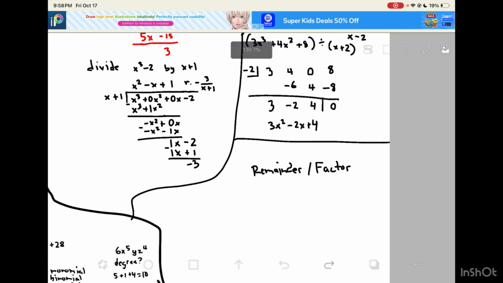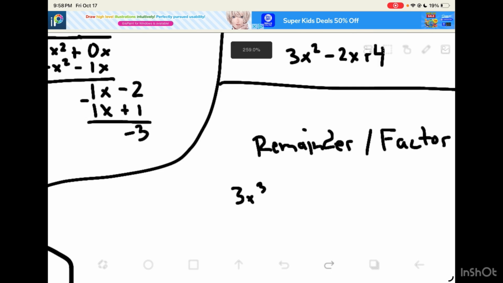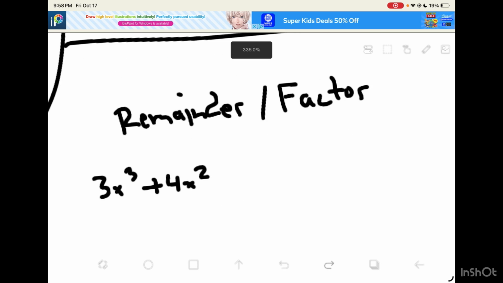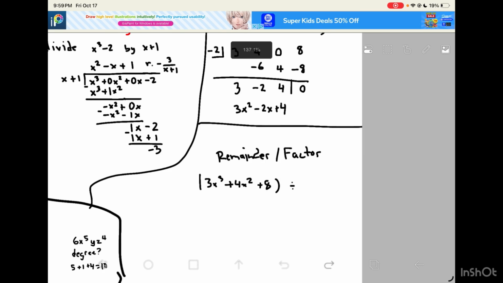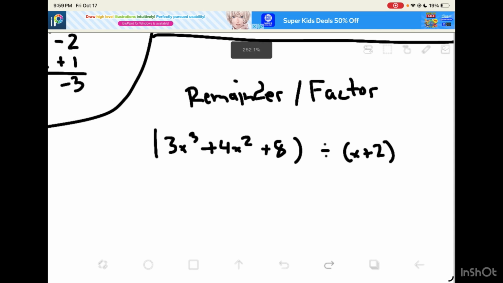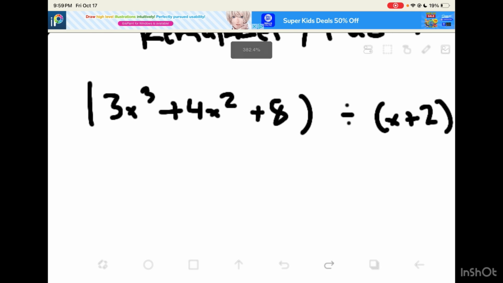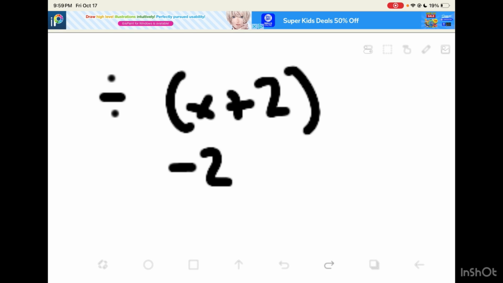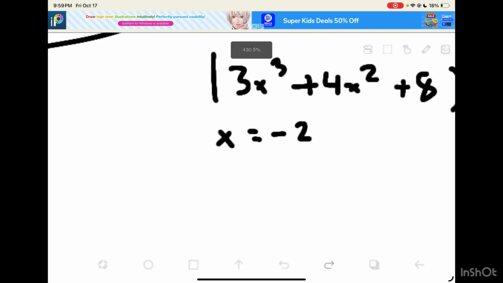But let's try to use the remainder factor on our previous example here. So 3x cubed plus 4x squared plus 8 divided by x plus 2. So you want to check if, let's say, x plus 2 is a factor of this one. So all you need to do is first and foremost equate this to 0. So x equals -2. And then we can just evaluate it. So let's put it into parentheses.